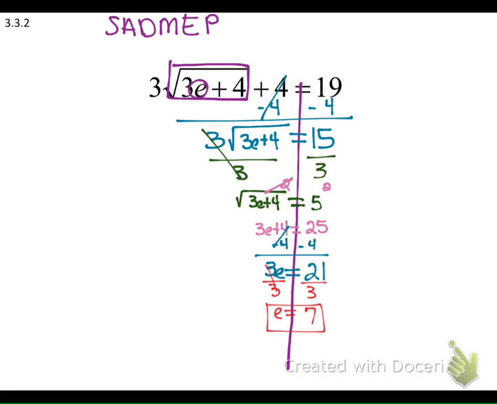So on your quiz tomorrow, you're going to have 2 solving equations with square roots. And then you're going to flip your quiz over, and you're going to have 2 solving equations with squares. So 4 problems is worth 20 points.